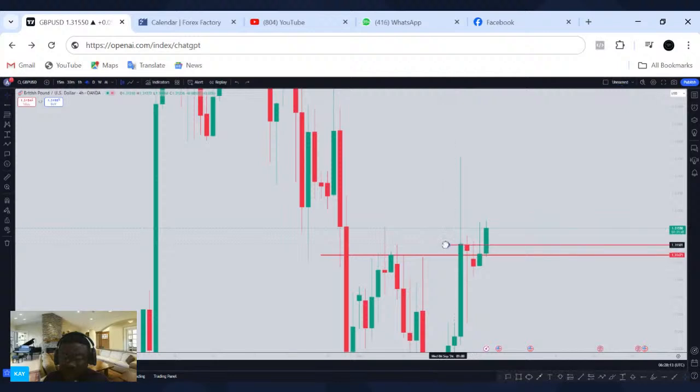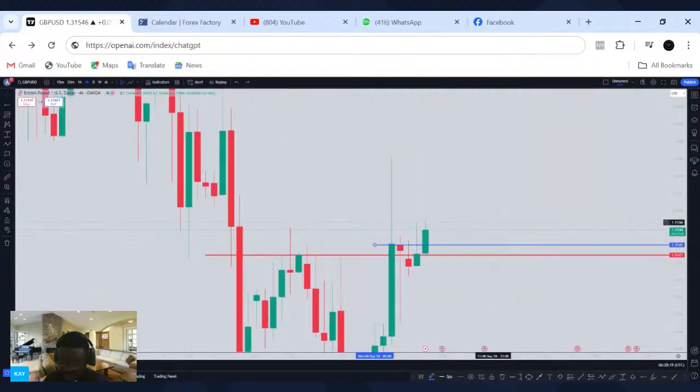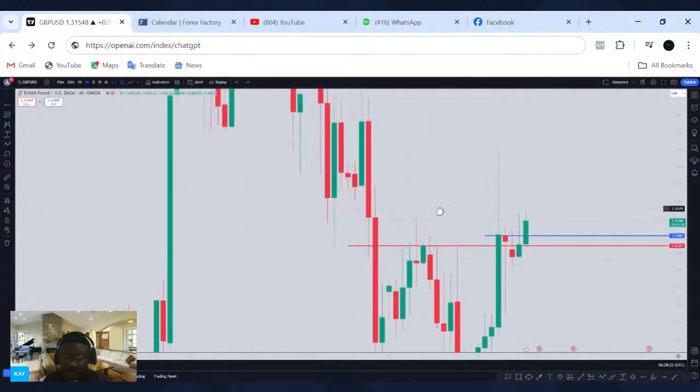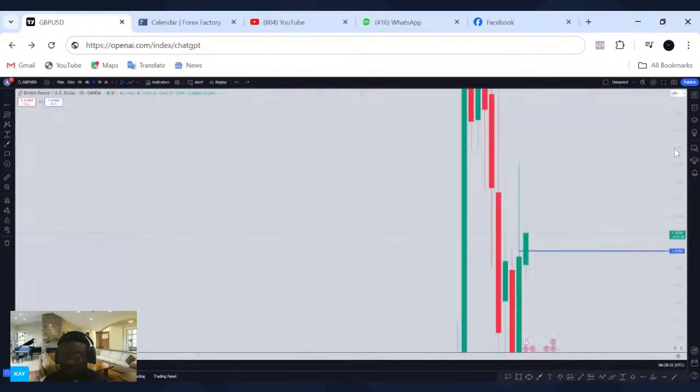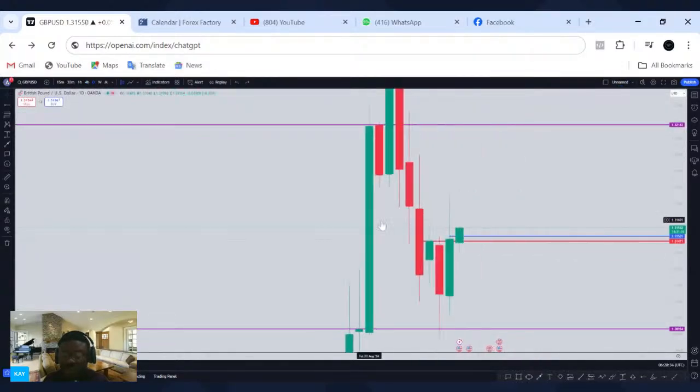We have a support over here. You have a support over here. So we have the whole of this place to trade within, but I'm expecting it to move further. I'm expecting it to go up more. You get it?